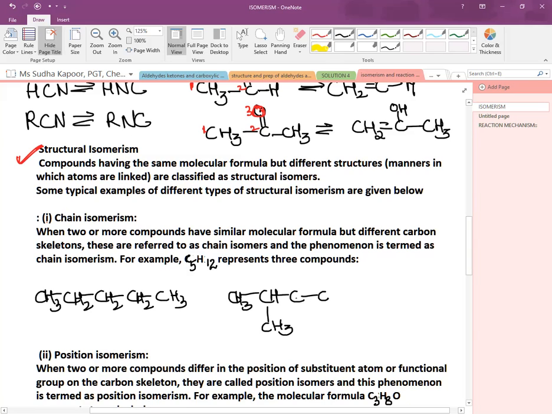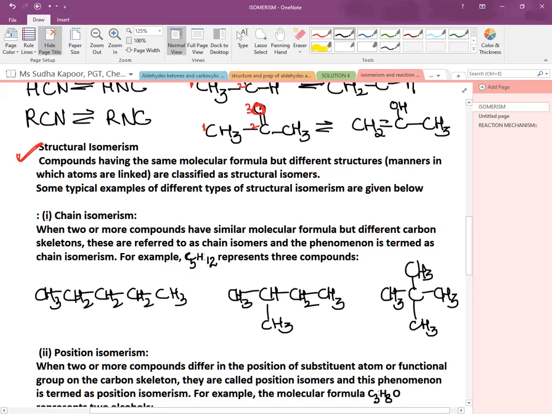That is 2-methyl butane. Now, in the third case, the chain is made still shorter, and 2 carbons are placed on the center part in the form of a branch, and it is known as 2,2-dimethyl propane. So all of these are chain isomers in which the size of the chain keeps decreasing: pentane, 2-methyl butane, and 2,2-dimethyl propane.